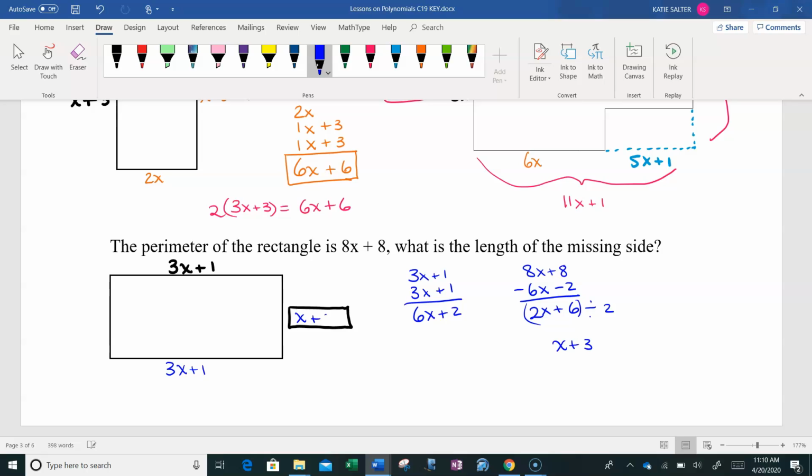And what I would do is make sure, once you figure that out, that all of these, if we did add them up, would add back to 8x plus 8. So let's check that out real quick. So if we have x plus 3x plus x plus 3x, yes, that adds to 8x. And then 3 plus 1 plus 3 plus 1 does add to 8. You just kind of make sure that it works out.